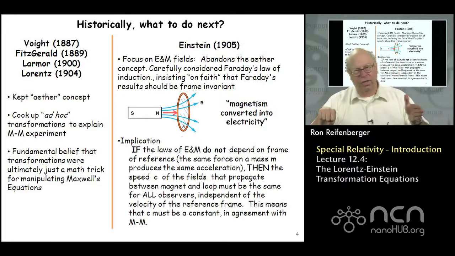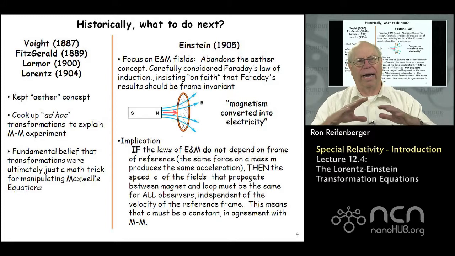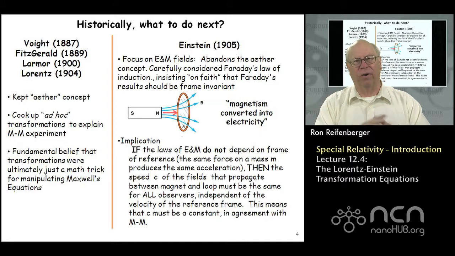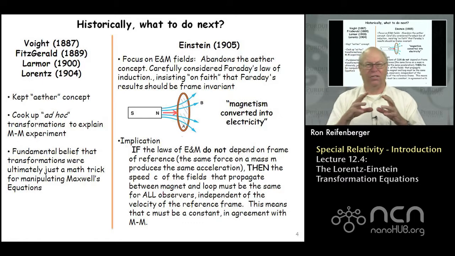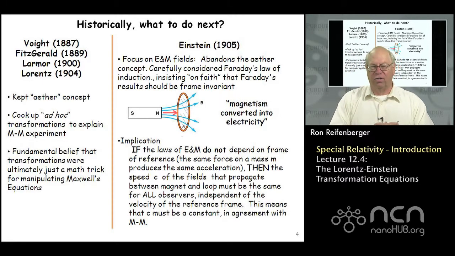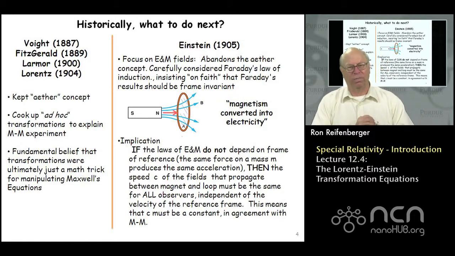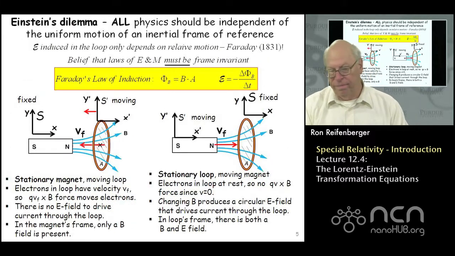And since the results of the experiment just depend on the relative motion of the magnet to the loop, he said, well, the speed of light has to be constant for all observers. And so this actually agreed with Michelson-Morley's experiment. Just by insisting that this law of electromagnetic fields that was discovered by Faraday be frame invariant, he also comes to the conclusion that the speed of light has to be constant, independent of the reference frame from which it's measured.